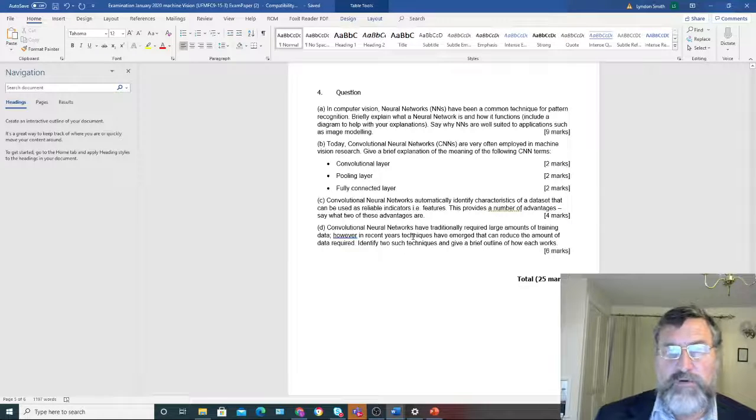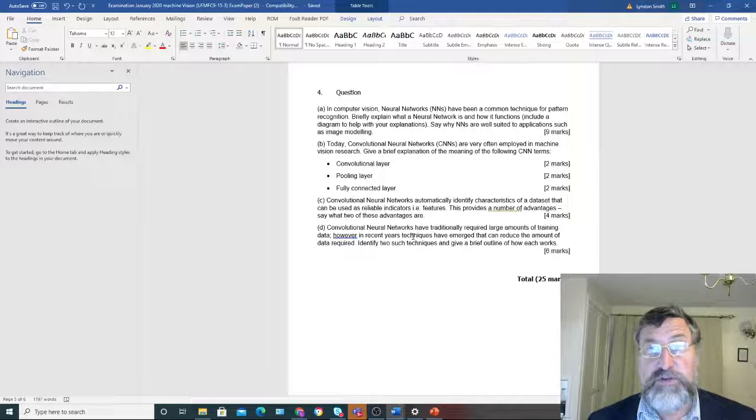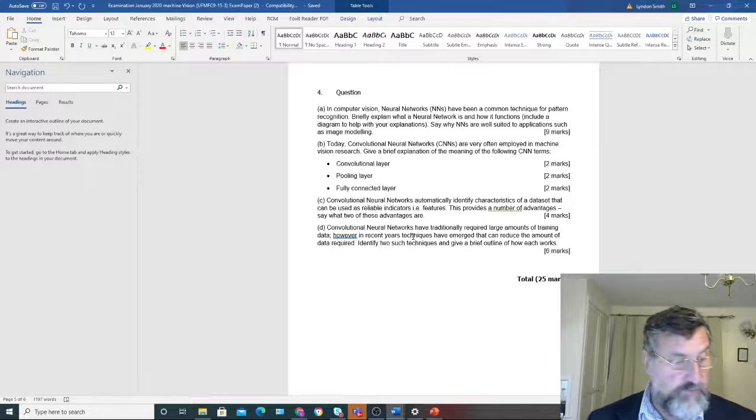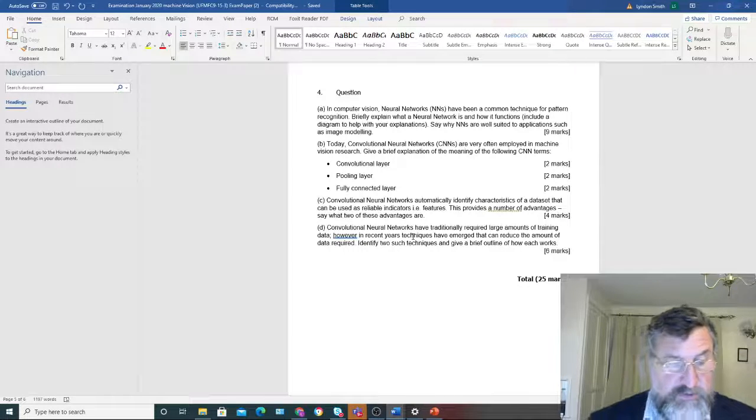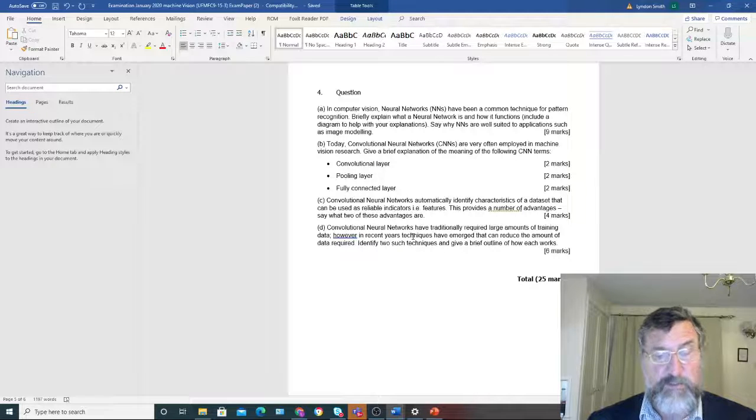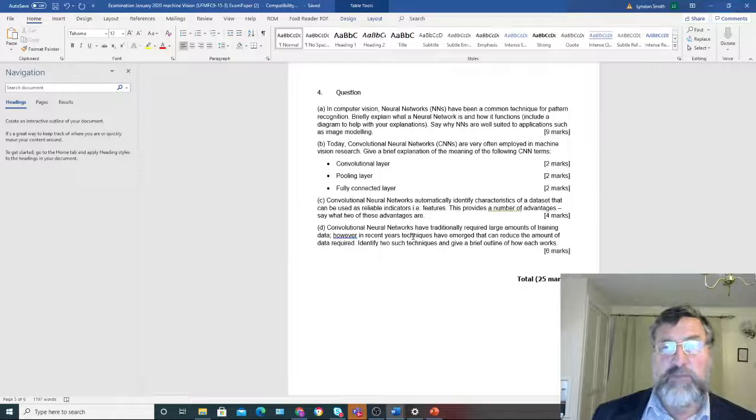Part D, convolutional neural networks have traditionally required large amounts of training data. However, in recent years, techniques have emerged that can reduce the amount of data required. Identify two techniques and give a brief outline of how each works. Well, the first one that comes to mind, of course, is transfer learning. Transfer learning, in a nutshell, is a machine learning technique where a CNN trained with one task is repurposed on a second related task.